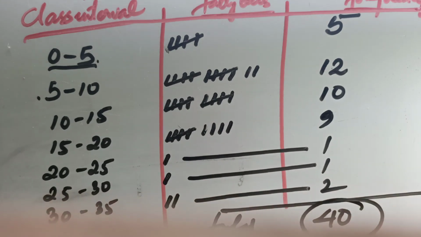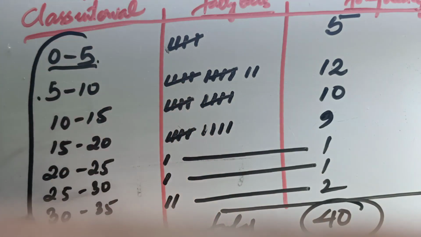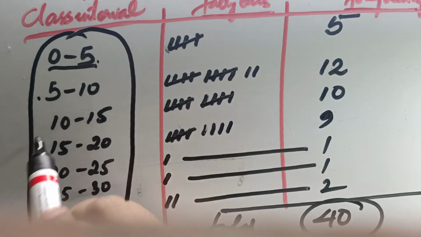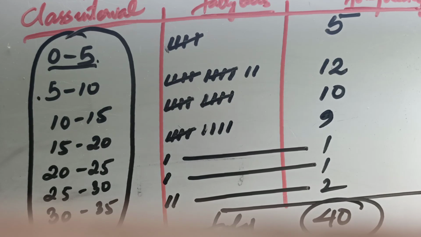Total is 40. Now, so you understand when you have a class interval like this, right? In grouped frequency, you have a class interval like this, 0 to 5, 5 to 10. Over here they have given the first class interval, so you can make the next one. Now even if they don't give, no issues, you can make the class interval on your own, right?